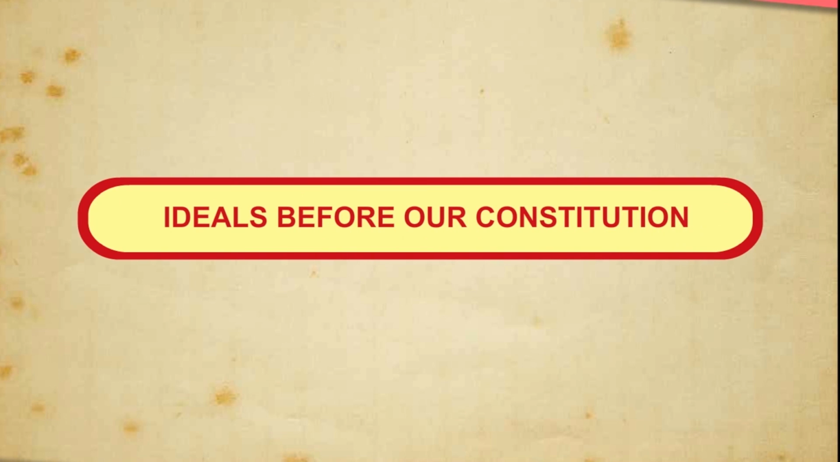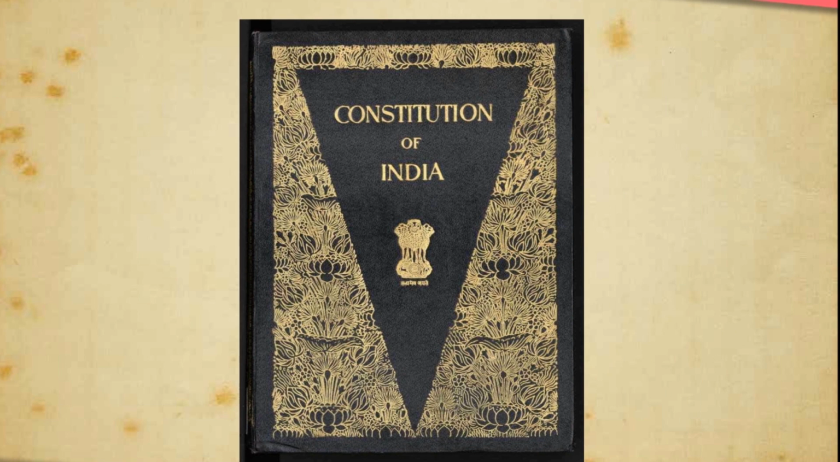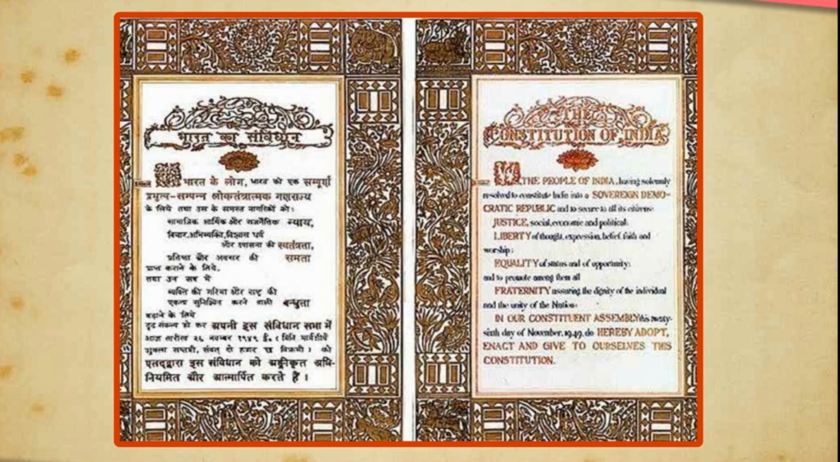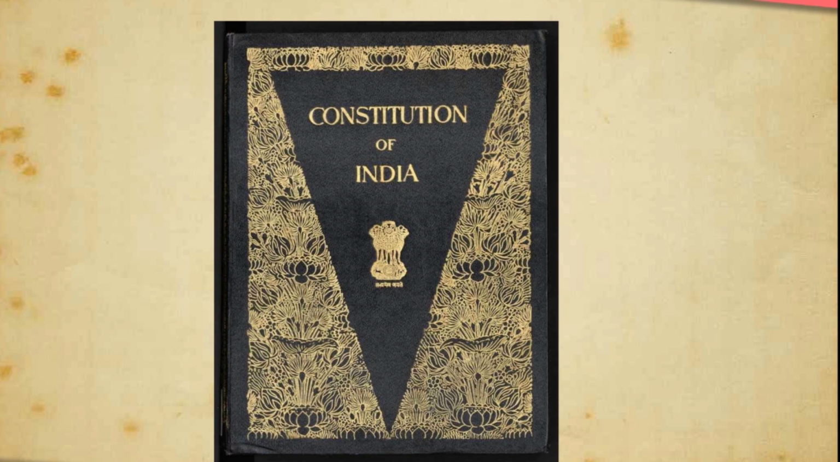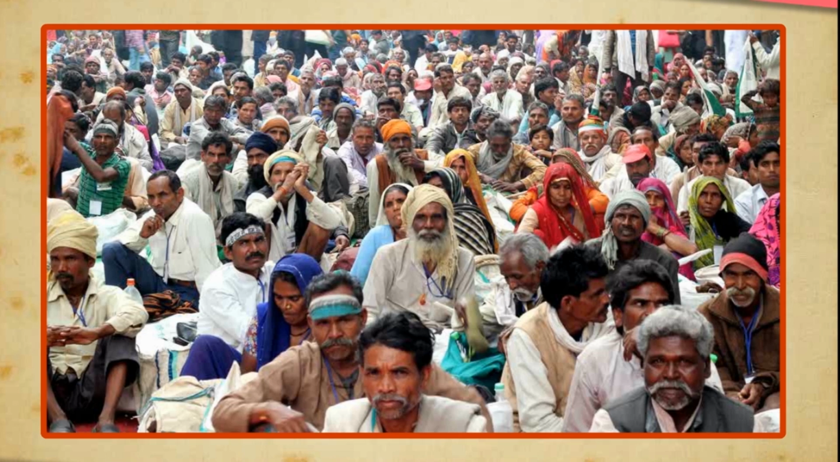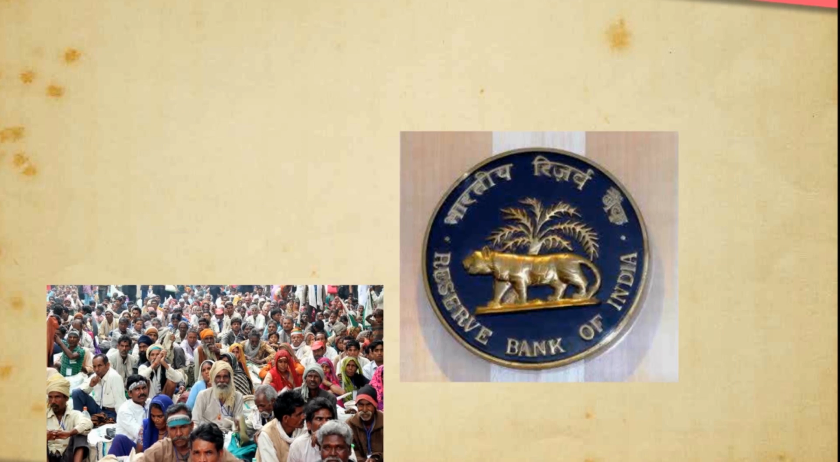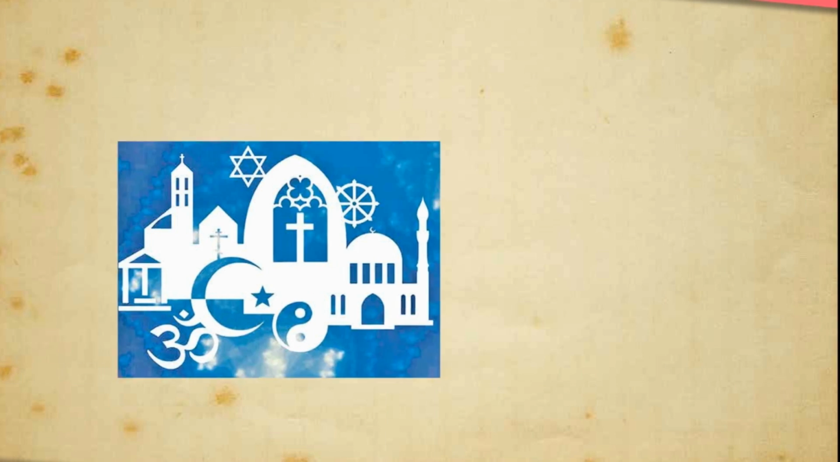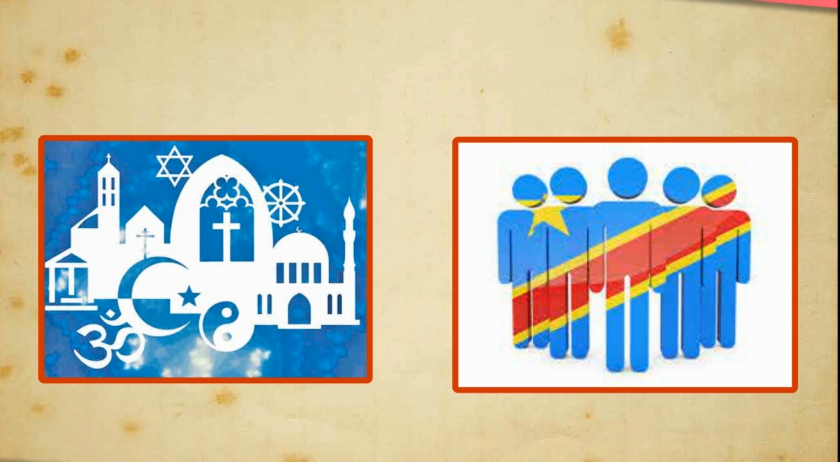Ideals before our Constitution. The making of the Constitution of a country is inspired by certain ideals which are included in the preamble of our Constitution. The word preamble literally means an introduction to a legal document. The Indian Constitution opens with the words, "We, the people of India, having solemnly resolved to constitute India into a sovereign, socialist, secular, democratic republic."